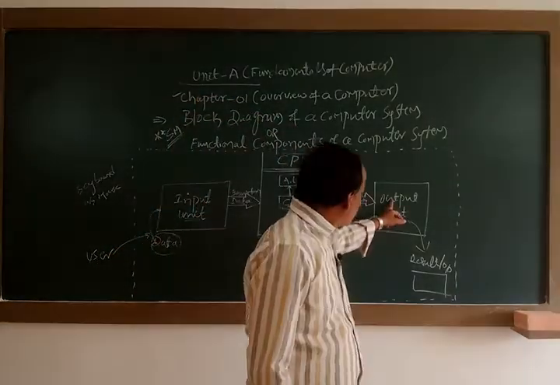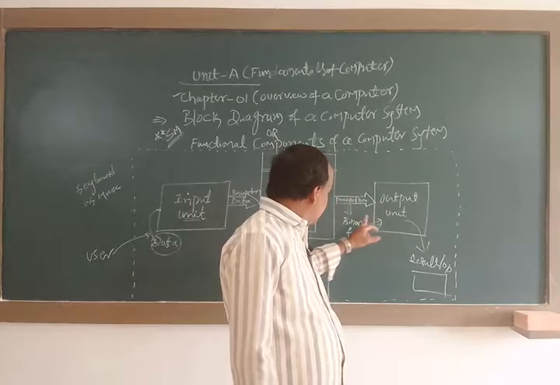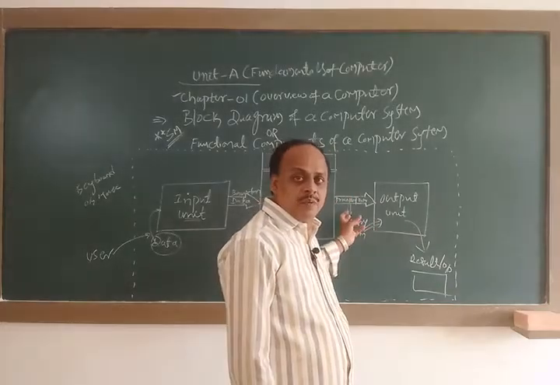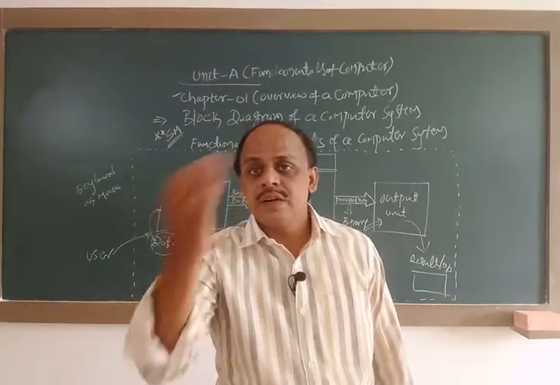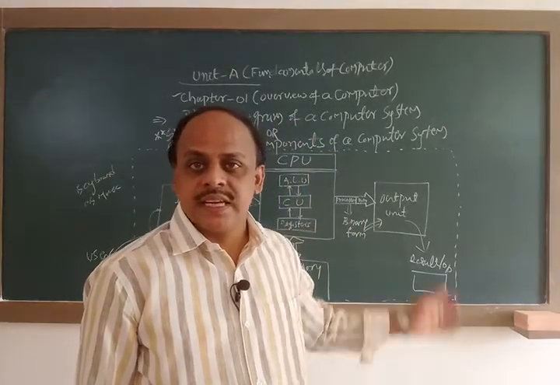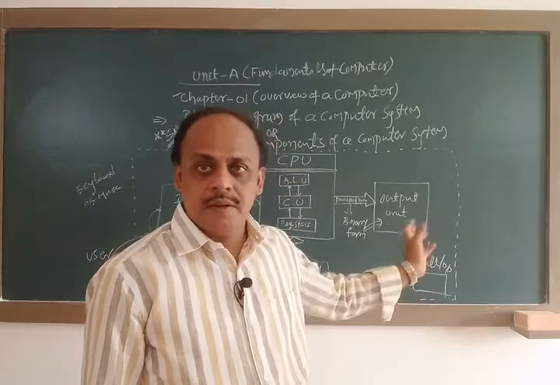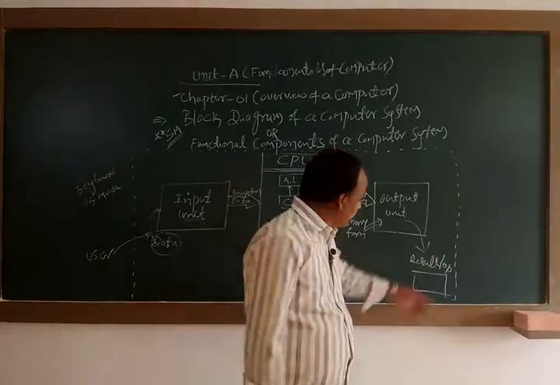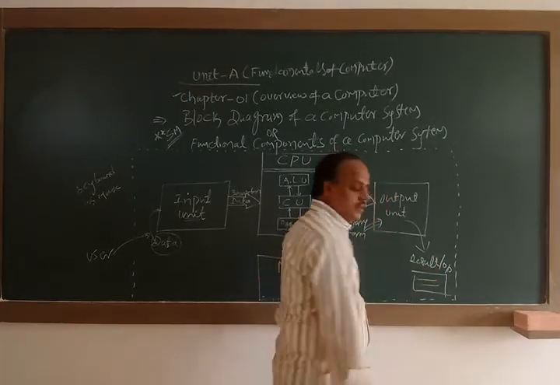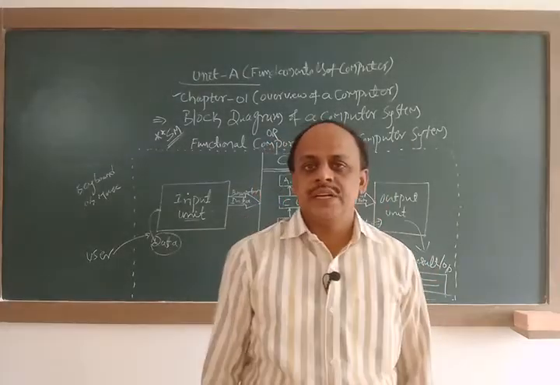That's why this output unit is going to convert this processed binary form data to user understandable form, and afterwards, with the help of an output device such as a monitor or printer, that result is going to be displayed on the monitor.